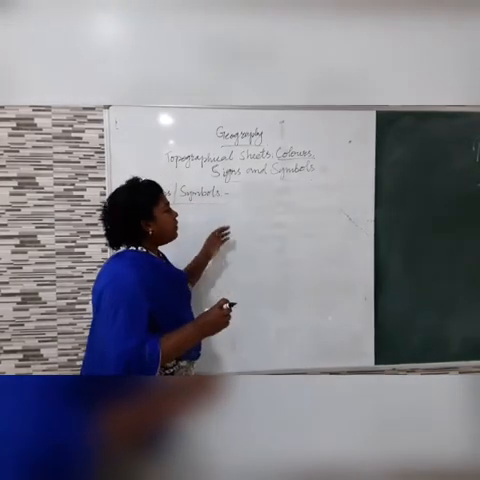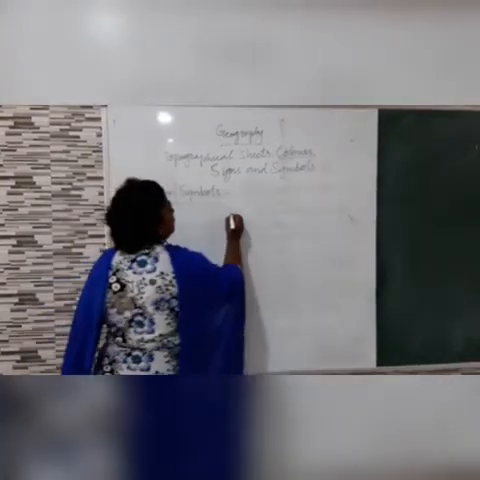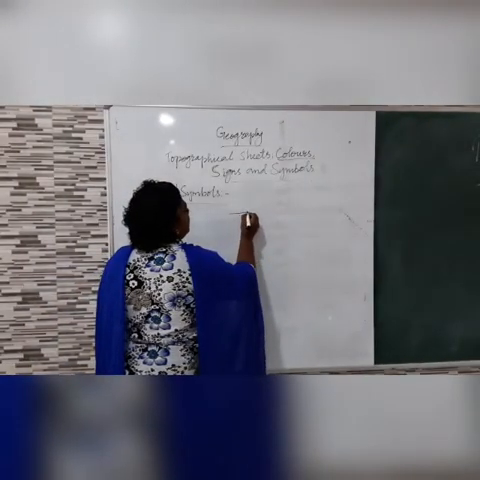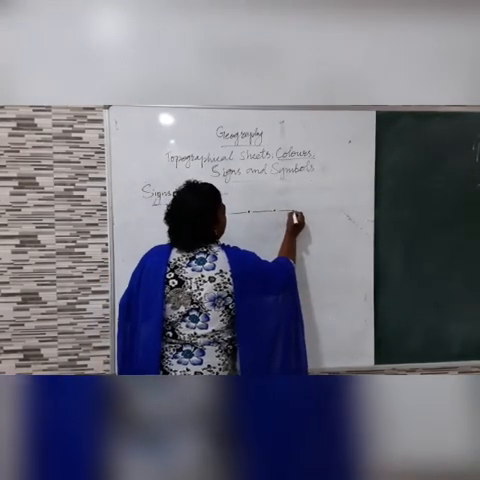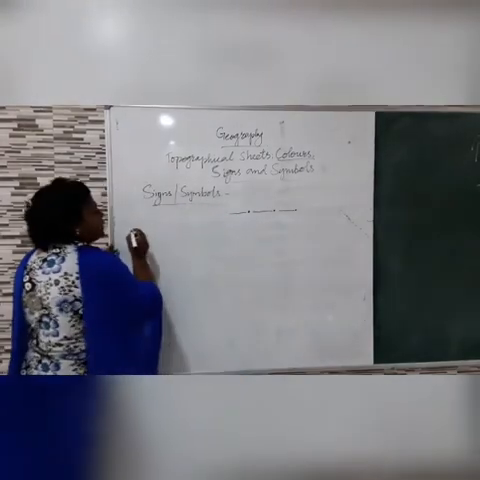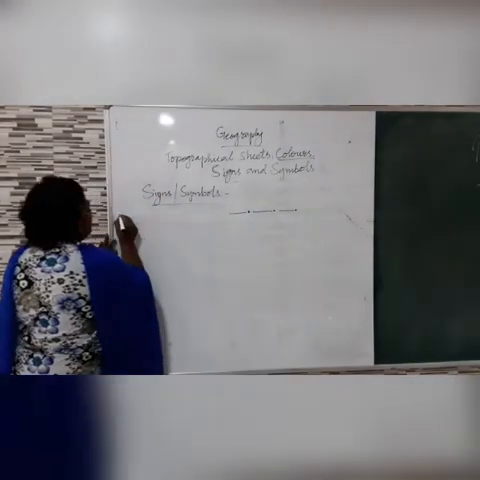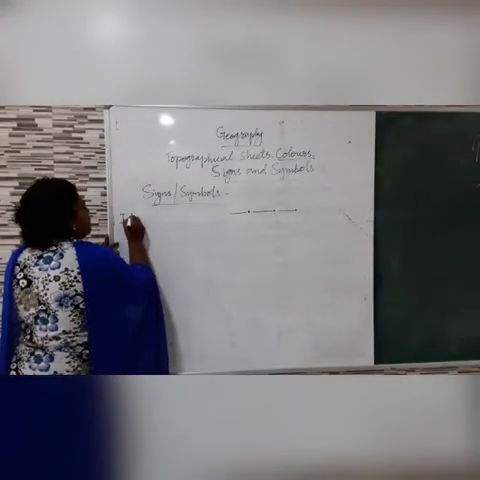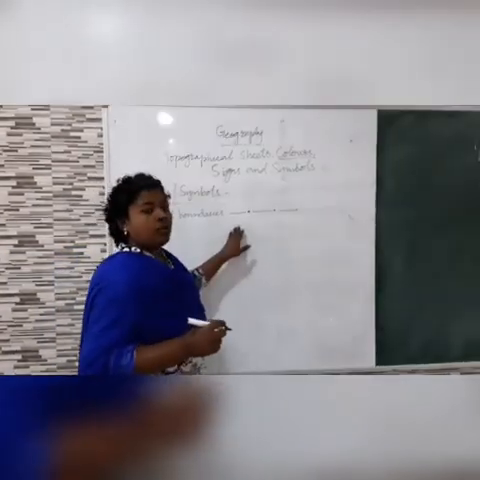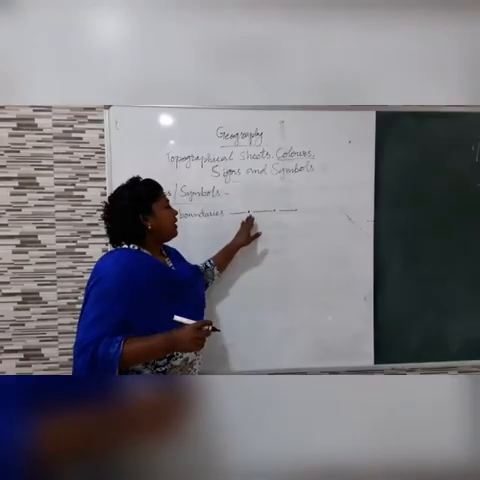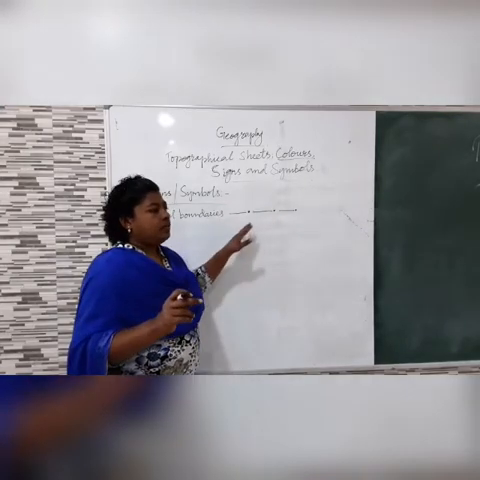Okay, now what are the different kinds of symbols and signs used in the map? For example, can anybody say what this is? Yes, this symbol denotes the international boundaries. To show the international boundaries, some dashes and dots will be used that are drawn in thick black color.